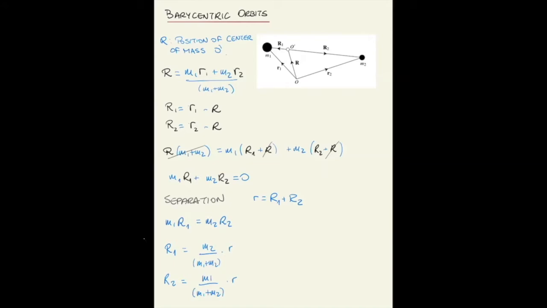Therefore, whatever the conic section describing the relative motion of the two masses, each mass will also orbit the central mass of the system in a path described by the same conic section, reduced in scale by either M1 over the sum of the masses or by M2 over the sum of the masses. This is shown here in these figures.